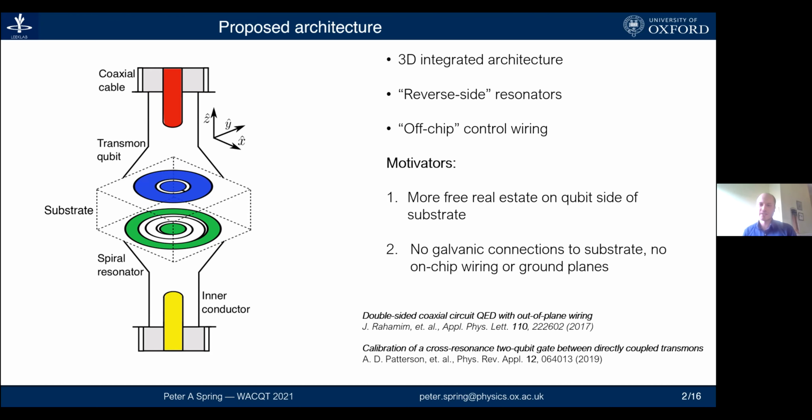So the motivators for the architecture are, we're freeing up more real estate on the qubit side of the substrate by removing readout resonators and on-chip wiring. And this architecture is kind of inheriting more from a 3D cavity architecture than a 2D planar architecture, in that we have no galvanic connections to the substrate, no on-chip wiring, no on-chip ground planes, and often the highest transmon coherence times have been seen in 3D cavity architectures.